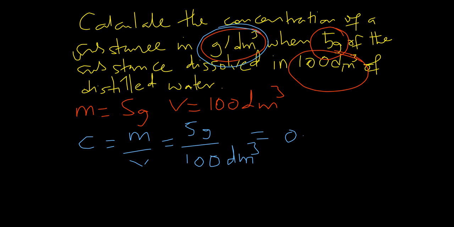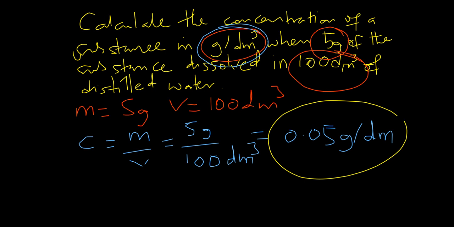will give us 0.05 gram per dm cube. So that is our mass concentration. It is 0.05 gram per dm cube. Remember, this is not the same as molar. Gram per dm cube is gram per dm cube. So let's look at the next example.